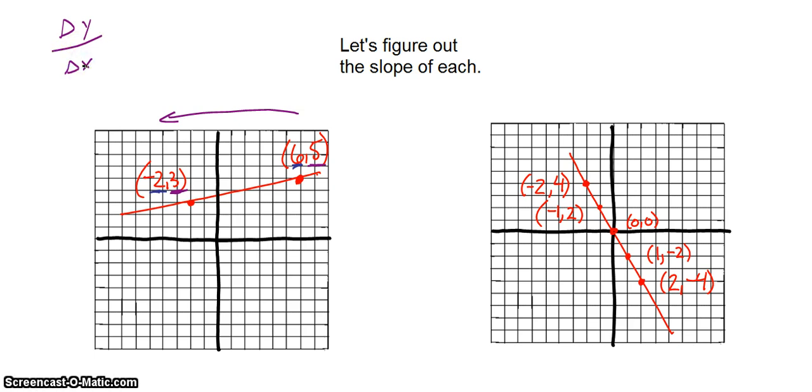So our y values do have to go first. So 5 minus 3 divided by 6 minus negative 2. Now, 5 minus 3 is 2. 6 minus negative 2, minus a negative is plus a positive, that is 8. And we always want to simplify, so that is 1/4.